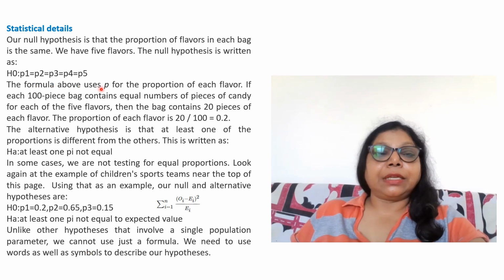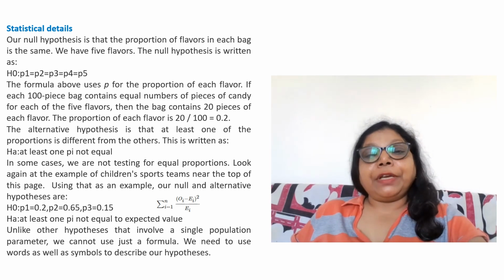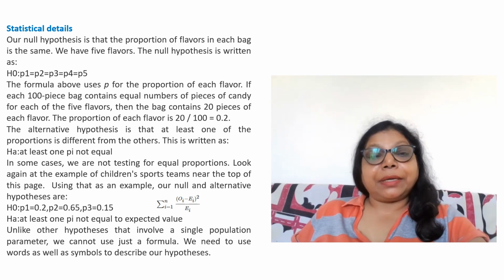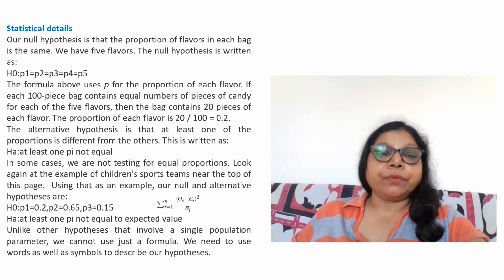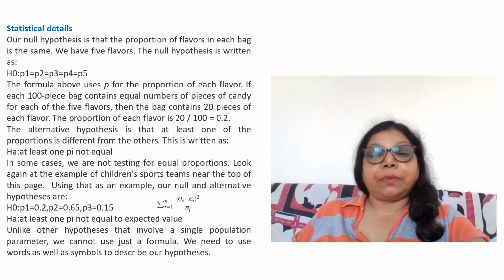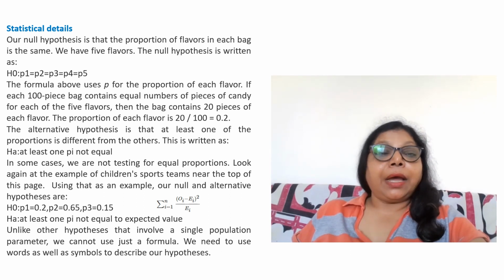Likewise, the formula above uses P for the proportion of each flavor. If each 100-piece bag contains an equal number of pieces of candy for each of the 5 flavors, the bag contains 20 pieces of each flavor. The proportion of each flavor is 20 upon 100, that is 0.2. The alternative hypothesis is that at least one of the proportions is different from the others. This is written as HA: at least one P is not equal.